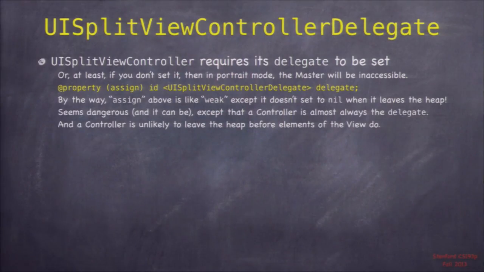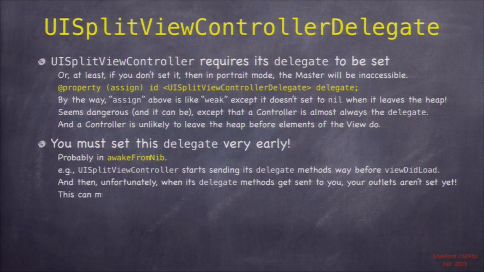And so one thing that's kind of interesting about split view controller, similar to table view data source, is it requires its split view controller delegate to be set. Okay, and why is it required to be set? The answer is portrait mode, and I'm going to show you this in some pictures in the next couple slides, why you need the delegate.